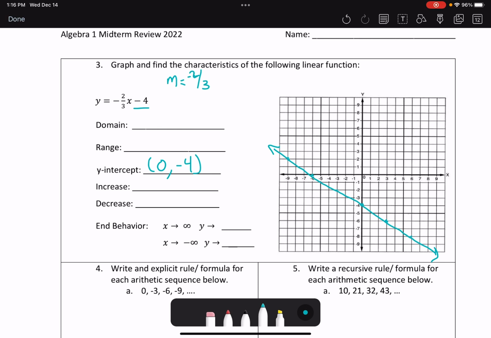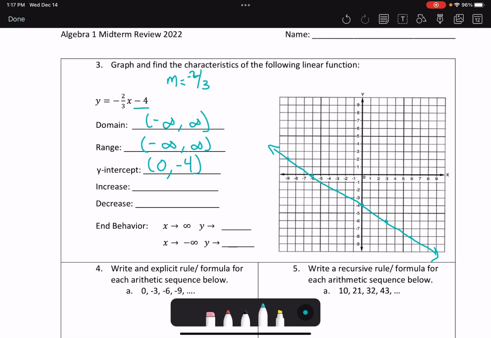Anytime I have a linear function, my domain will always be negative infinity to positive infinity, as will my range, because there's no asymptote limiting how far I can go. There's no min or max here. So my range is also from negative infinity to positive infinity.